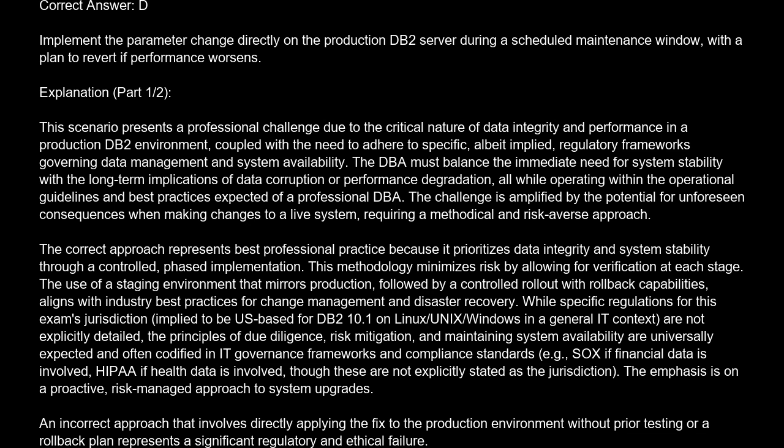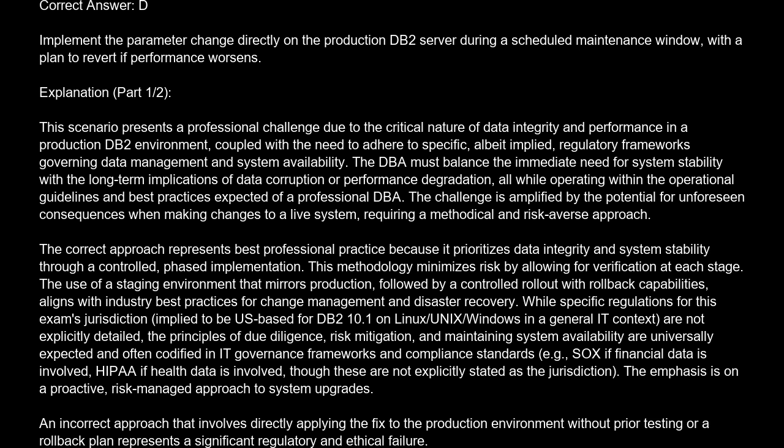If performance worsens. Explanation. This scenario presents a professional challenge due to the critical nature of data integrity and performance in a production DB2 environment, coupled with the need to adhere to specific, albeit implied, regulatory frameworks governing data management and system availability. The DBA must balance the immediate need for system stability with the long-term implications of data corruption or performance degradation, all while operating within the operational guidelines and best practices expected of a professional DBA.